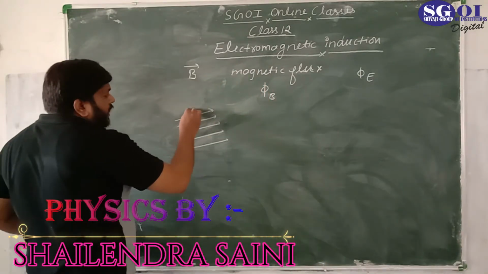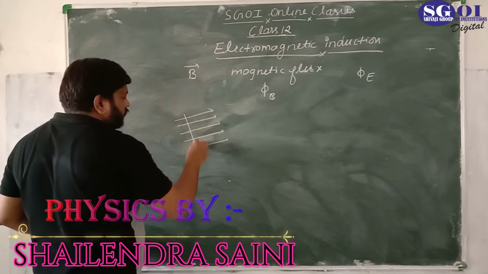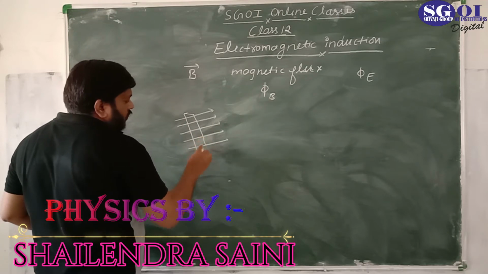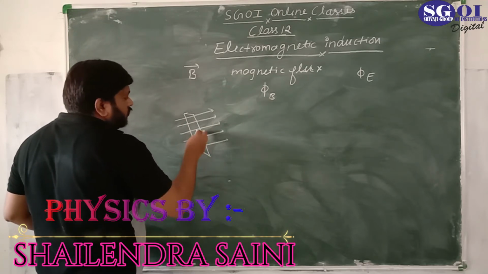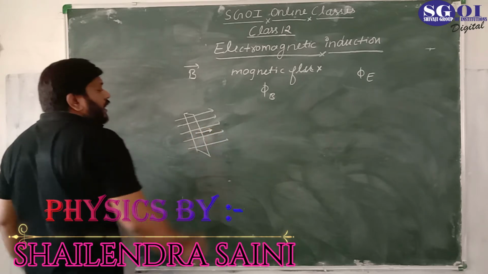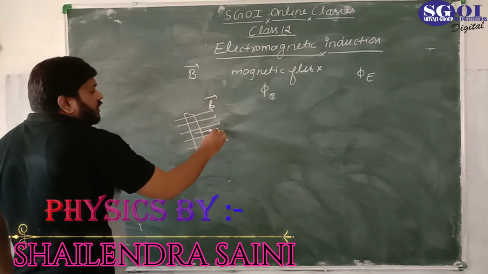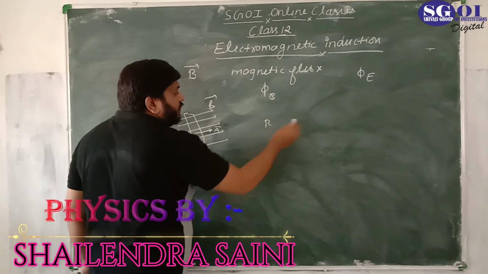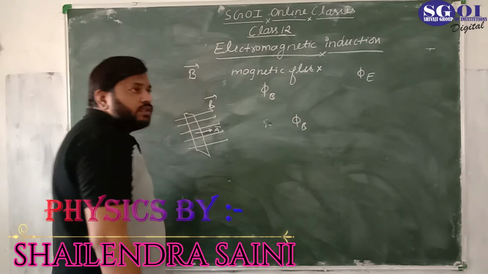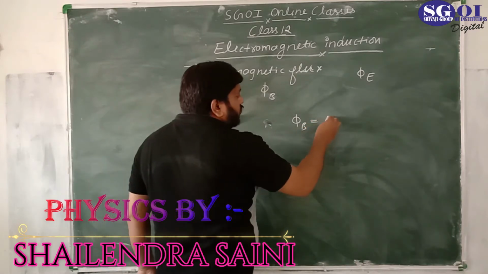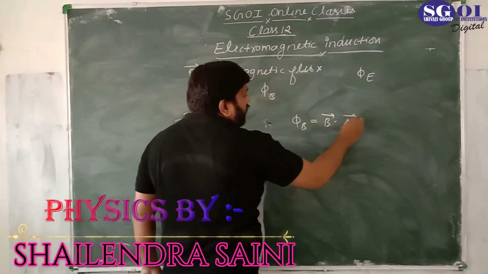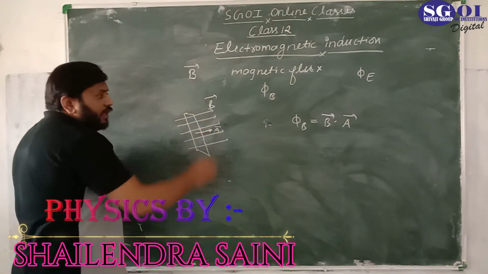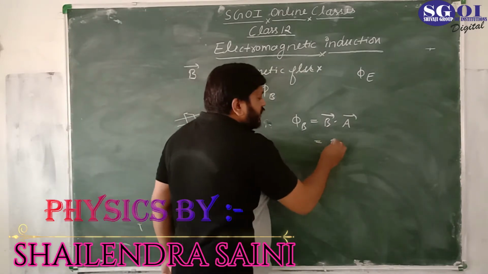Let's say this is the area vector direction and this is the magnetic field. So we can say that the magnetic flux phi B is the dot product of B dot A. And if B and A are in the same direction, then we can say this is BA.